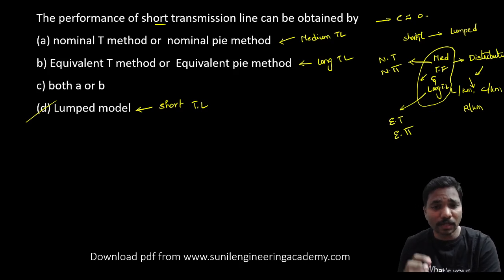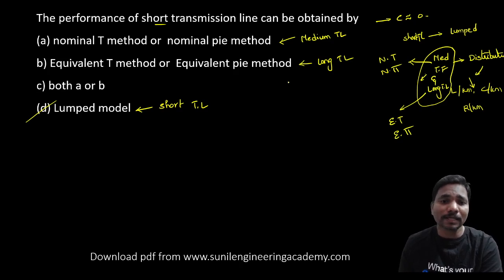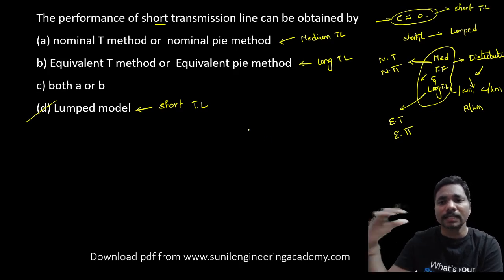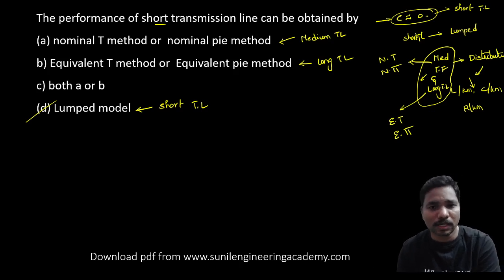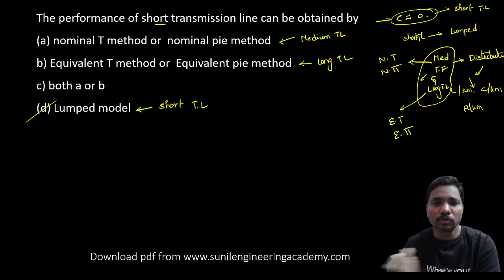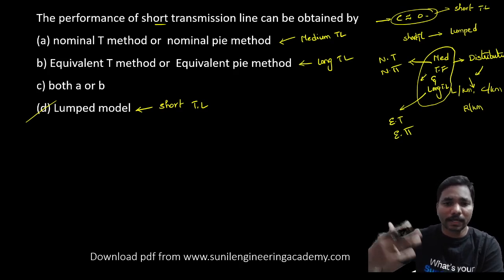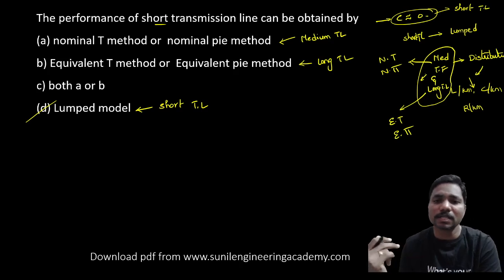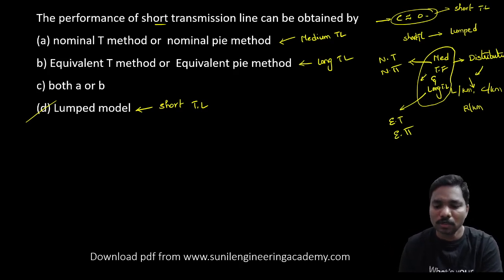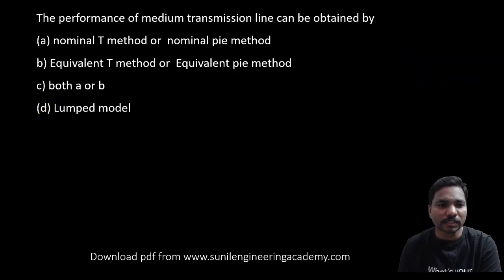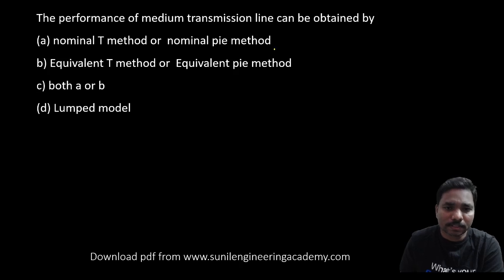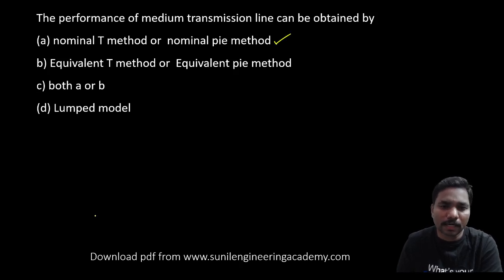Sometimes they will ask in which transmission line the capacitance effect is neglected: that is the short transmission line, since the length is very small. As the length is more, capacitance is also more, correct? As the length increases, the earth effect increases and capacitances are added in parallel, so the capacitance value increases. For the medium transmission line, I have already given the nominal T or nominal pi method.